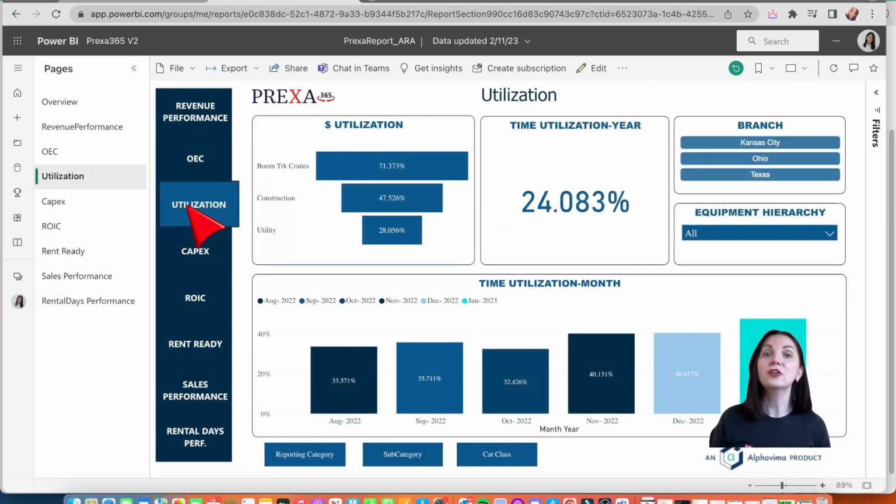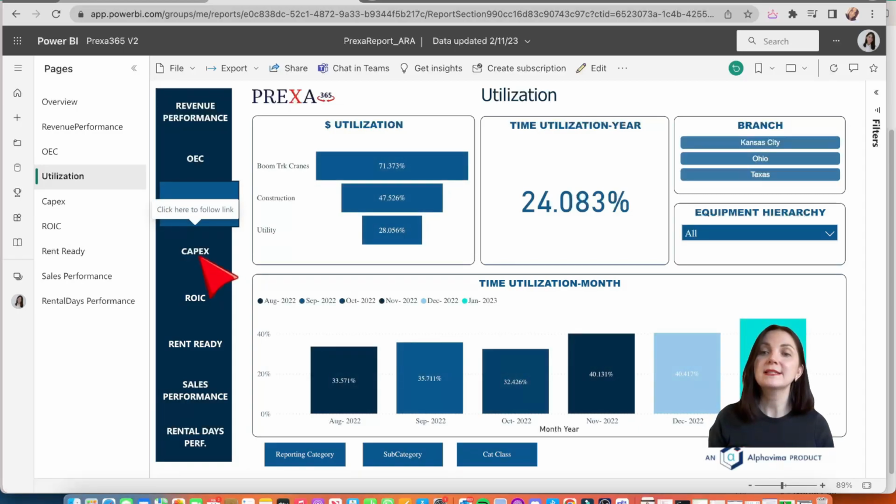Utilization is another crucial KPI from ARA. This metric measures the amount of time that the equipment is being used and helps the company determine if they are making the most out of their resources. A high utilization rate is a good sign that the equipment is being put to good use, while a low utilization rate may indicate a need for improvement.